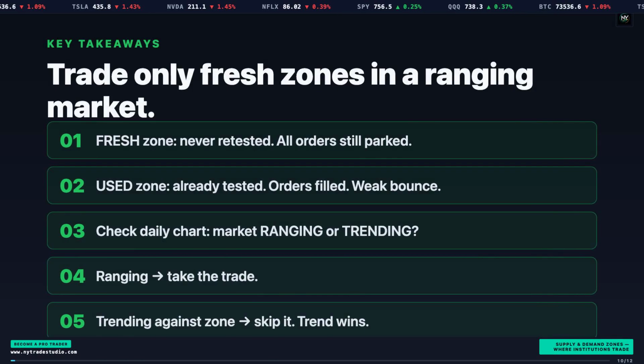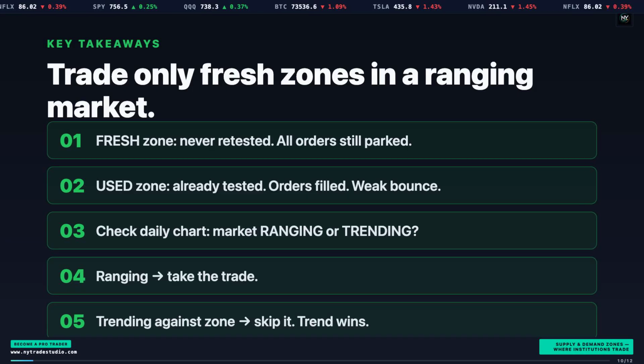Rule 1. Only trade fresh zones. Fresh means never been retested before. All the institutional orders that built up during the original base are still parked there, untouched, waiting. Once a zone has been hit and bounced or rejected, most of those orders got filled. The next time price comes back to that level, the supply or demand is much thinner. The bounce is much weaker. By the third retest, the zone is dead.